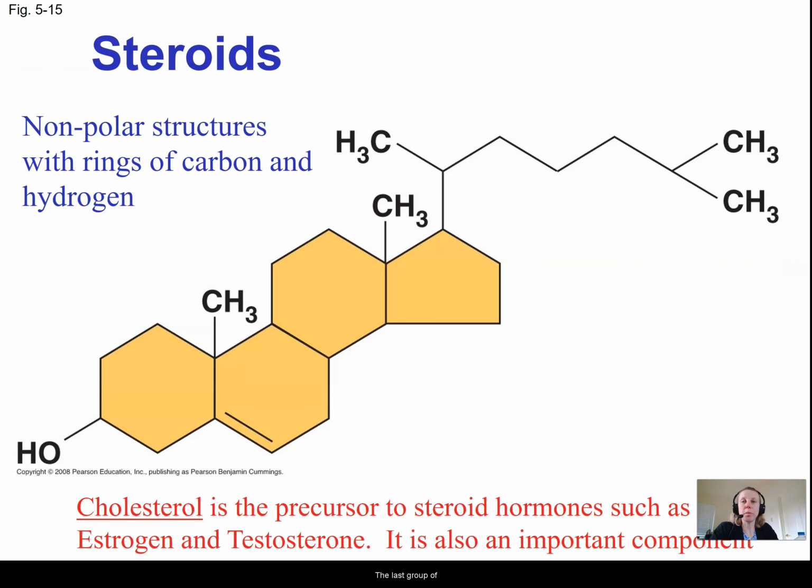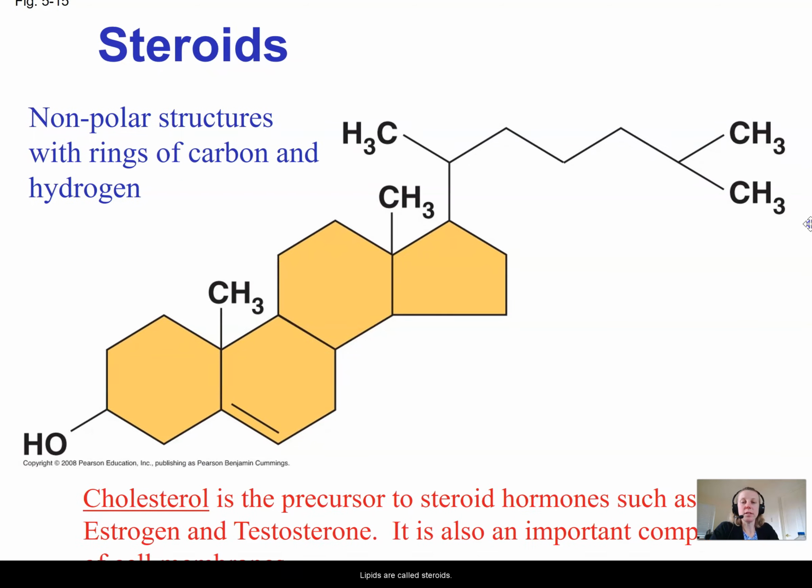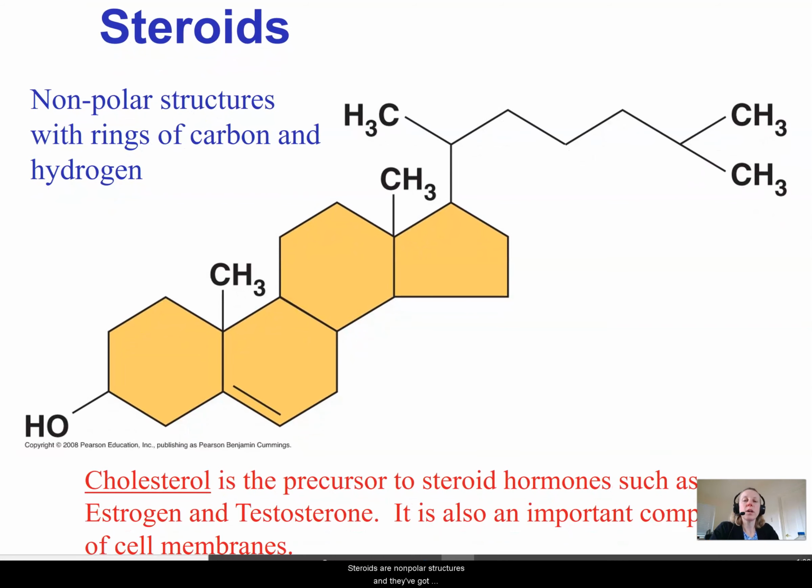The last group of lipids are called steroids. Steroids are nonpolar structures, and they've got rings of carbon with hydrogens attached to them. This steroid here is cholesterol, and it's the precursor of other steroid hormones like estrogen and testosterone. It's also an important component of cell membranes in animal cells. So not all cells have them. These don't look anything like those fatty acids that we talked about before, but because it's made of primarily carbon and hydrogen, it classifies as a lipid.